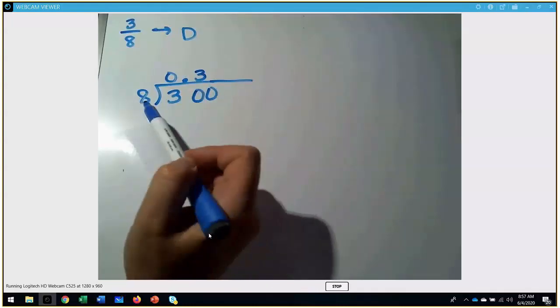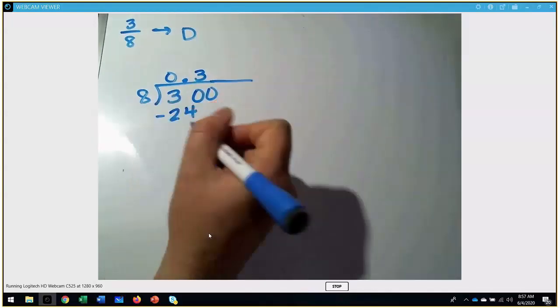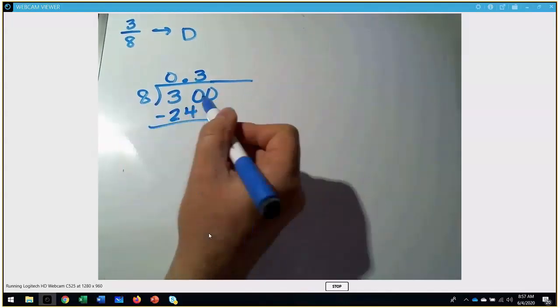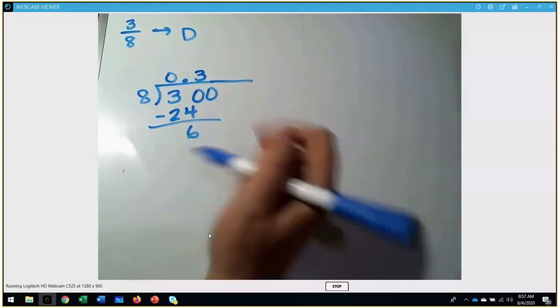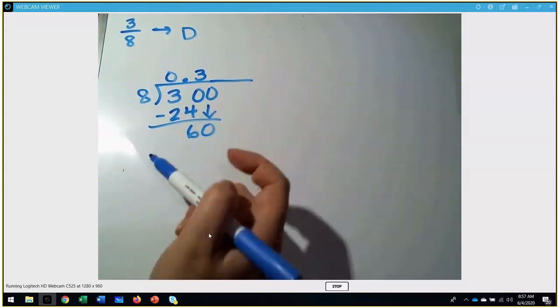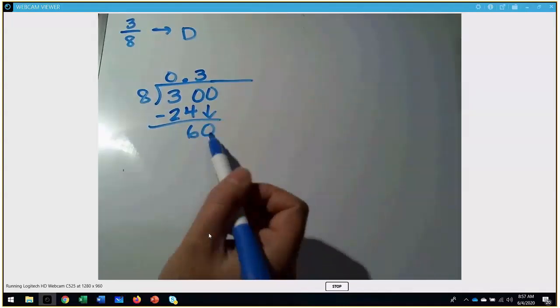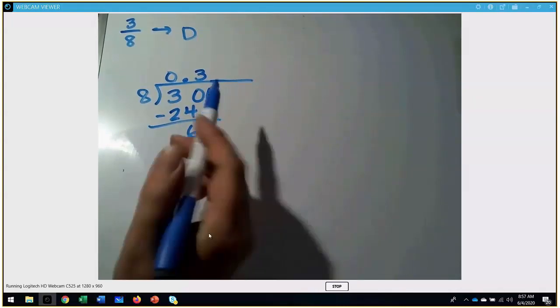3 times 8 is 24. Subtract: 30 minus 24 is 6. And then I'm going to bring down a 0. I'm going to keep going until I see it either give me a 0 for a remainder right here, or I'm going to hopefully see a pattern.